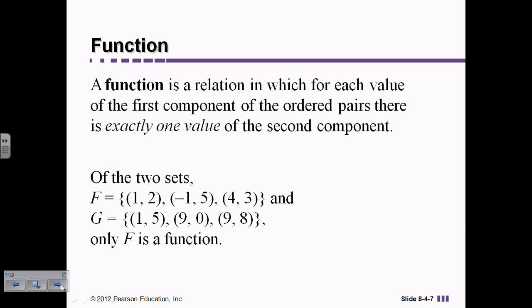Whereas on the second example, you'll notice that you have 9, 0, and then you have 9, 8. So there's a duplication in the x variables. So g is not a function. g is a relation, it's a set of points, but it is not a function.